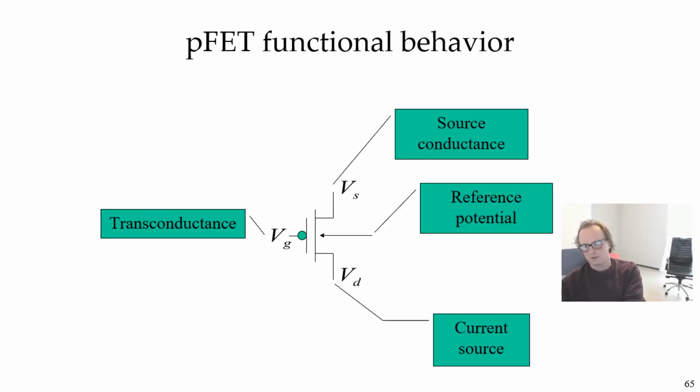The P-FET is just flipped around. So now you have a source conductance on the top. The gate is still the transconductance. The well is just a reference potential, usually the power supply. And now the transistor acts like a current source that's pushing current out instead of a sink, like for an N-FET. And I'll quickly get this intuition about how these transistors act like transconductance elements and current sources and sinks.